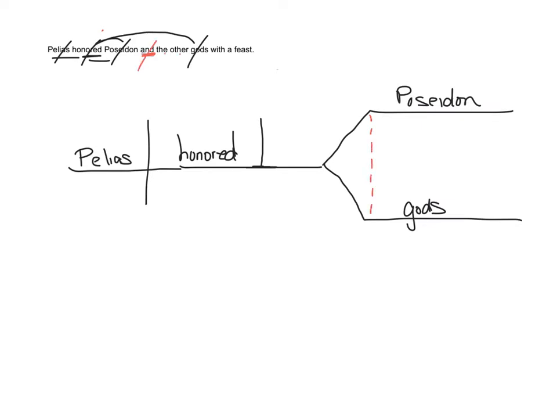The other are describing gods, the and other. Now let's talk about this with a feast. What is with a feast describing? Is it a Peleus with a feast? No, he's always Peleus. He's a jerk with a feast. He's a jerk without a feast. Is it the honoring? Is with a feast describing what kind of honor? Oh, ding, ding, ding. With a feast is describing the type of honor that Peleus has set up. It's not a sacrifice, it's not a festival, it's a feast.